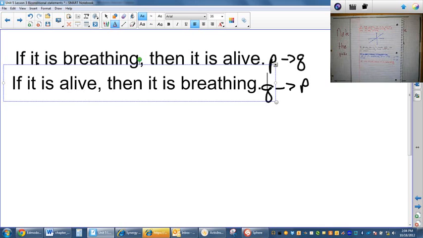Let's start with the first statement. If it is breathing, then it is alive. So can you go with a counterexample to show that that is false? They have cellular respiration. They're still breathing. Well, that's good, Katie, because you're thinking. If it is breathing, then it is alive. So can you go with a counterexample for that? Let's start there.